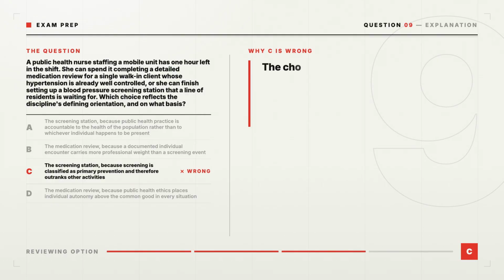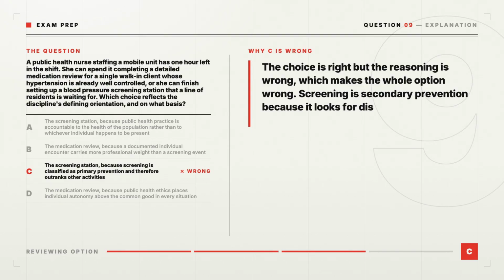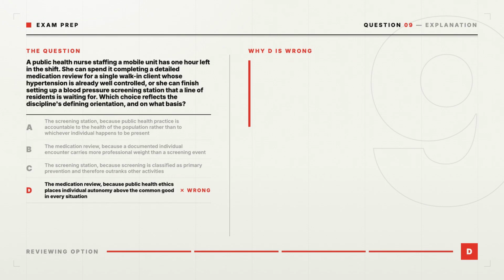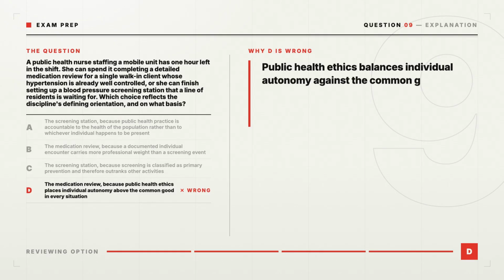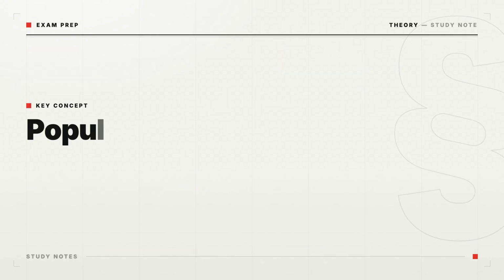C is wrong because the choice is right, but the reasoning is wrong, which makes the whole option wrong. Screening is secondary prevention because it looks for disease that may already be present in people who still feel well. D is wrong because public health ethics balances individual autonomy against the common good, rather than placing autonomy above it in every case. Quarantine, mandatory reporting, and immunization requirements all limit individual choice to protect a population.